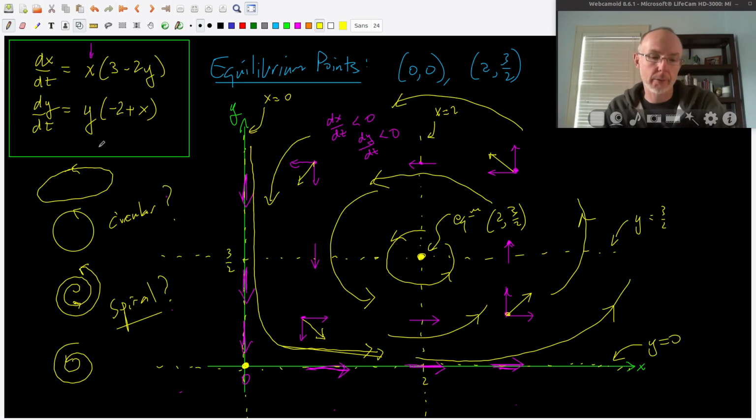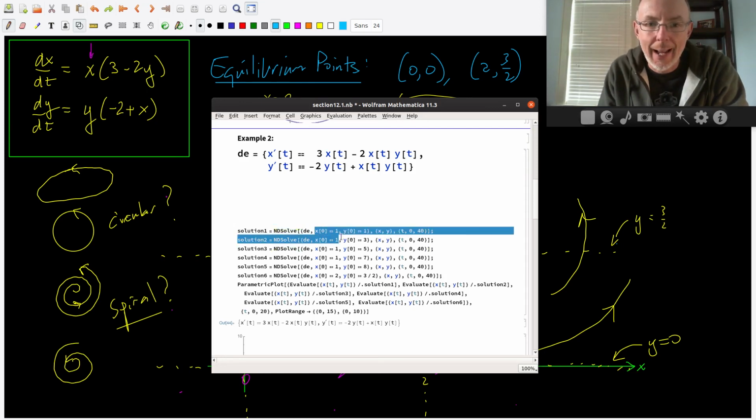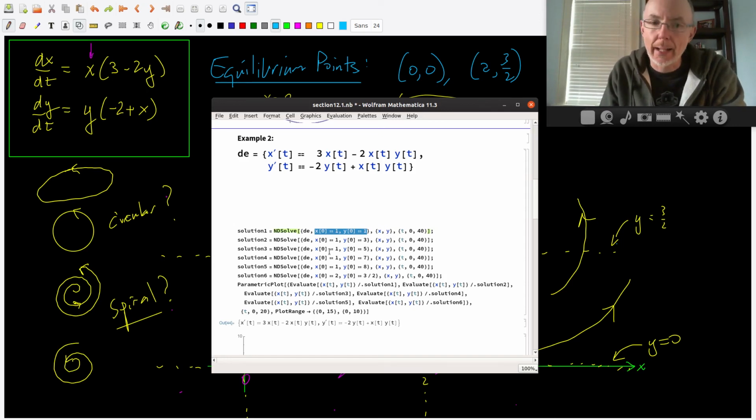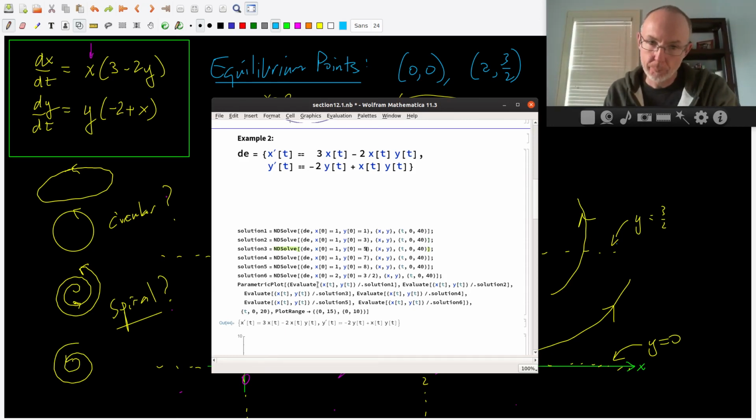We can use Mathematica to see a bit more of what's going on. So let's have a look at what Mathematica does for this particular example. Here's the Mathematica code that implements this system of autonomous equations. You can see the equations entered here, and they match the differential equations we've got up there. All I'm doing is using Mathematica's numerical solver, NDSolve, with the differential equation and different initial conditions. I'm starting at the point (1,1), the point (1,3) and the point (1,5), and I'm building a trajectory based on each of those initial conditions, including that equilibrium initial condition (2, 3/2).